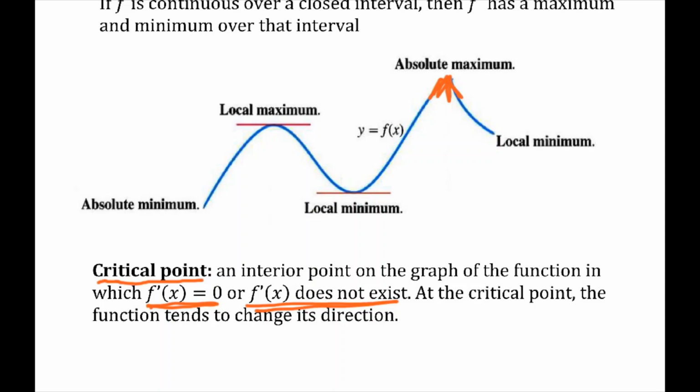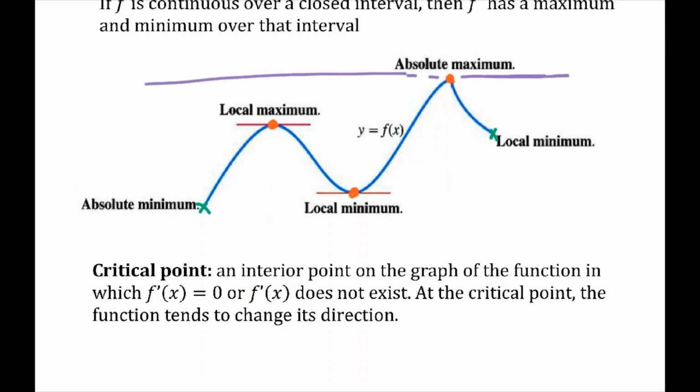So at these critical points the function tends to change its direction. Let's look at this graph here. By looking at this point here, here, and also my endpoints, which are the beginning and the end of the graph, we will notice something. This point is basically the highest point in the graph, so we call it an absolute maximum point. Now this point here is also a maximum point, but it's lower than this point, so we'll call it a local maximum.